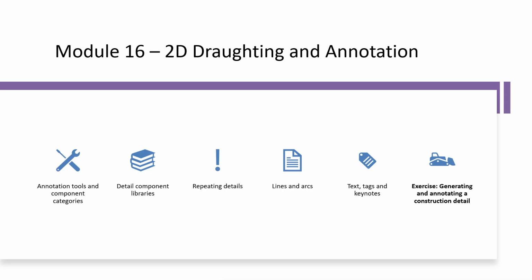for things like wall ties or ceiling grids. We also cover lines and arcs, which are used for sketching, diagramming, and enhancing detailed views. These are simple but powerful tools for 2D expression. Then we move into text, tags, and keynotes, essential for labeling components, referencing specifications, and guiding contractors on site. The exercise for this module involves generating and annotating a construction detail, giving you hands-on experience in combining 2D drafting with intelligent annotation. This module is all about communication, using Revit's 2D tools to make your drawings clear, compliant, and construction ready.